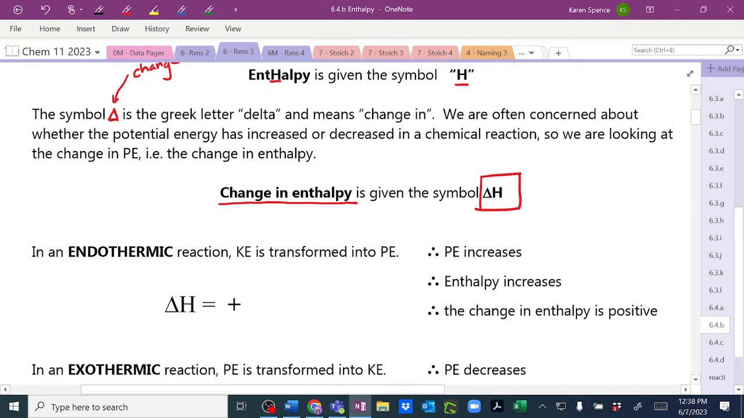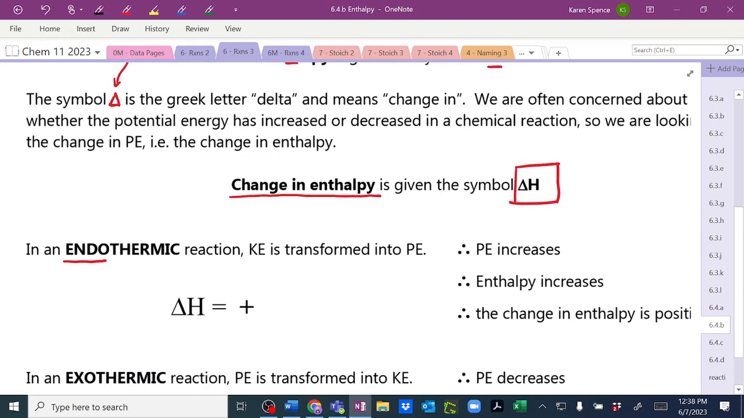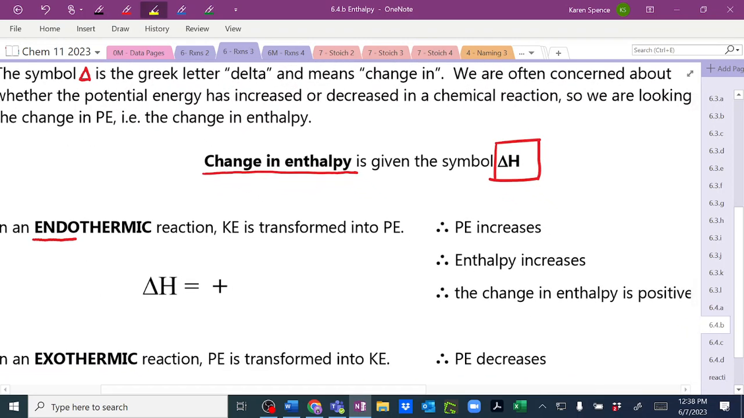So if we have an endothermic reaction, kinetic energy is transformed into potential energy. Therefore, the potential energy is increasing. Guess what? Potential energy is the enthalpy. Those two mean the same, at least for the purposes of Chemistry 11. So if the potential energy is increasing, the enthalpy is increasing.